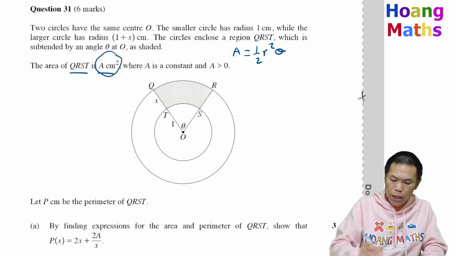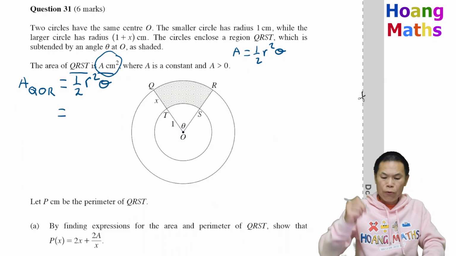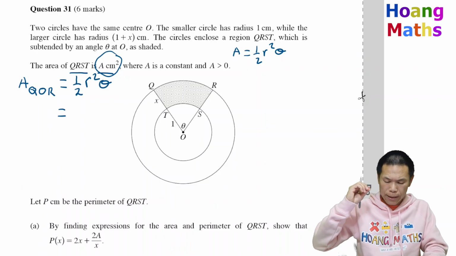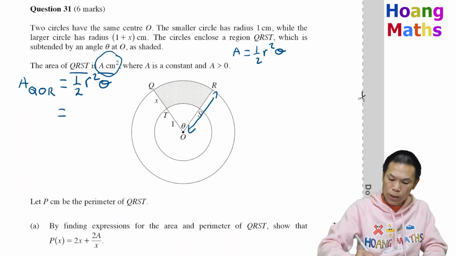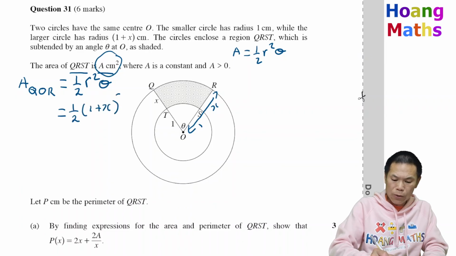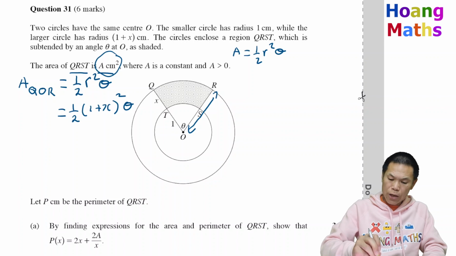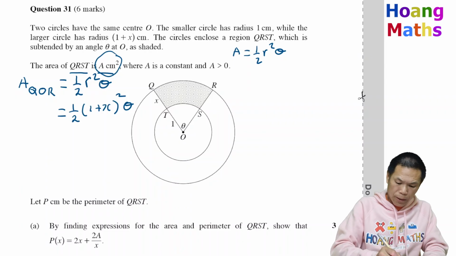So let me just write the larger sector first. That is the area of QOR. So it's 1/2 r squared theta. But the radius is 1 plus x because we work out the larger area of the sector. So this is 1, this is x. So 1 plus x is the radius. So it's 1/2 (1 plus x) squared theta.